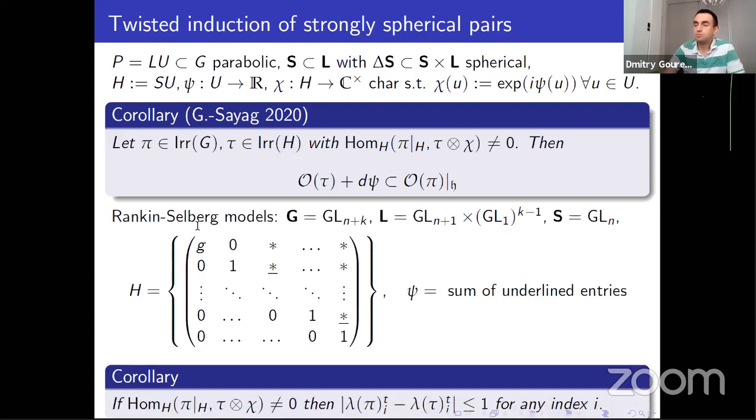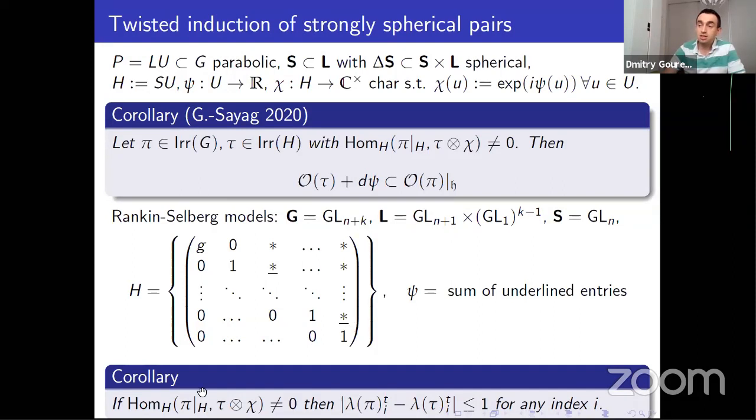Now let's apply it. Let's first apply it to Rankin-Selberg models. We take G to be GL(n+k), where k is at least 1, and L to be GL(n+1) and a bunch of GL_1s. And we take S to be GL_n. So L has this, but when we embed S, we take (g 0 0; 0 1). And the unipotent will be just this, because our L includes the zeros and the 1 also, so the unipotent is just this. And a generic character of this unipotent is given by summing again all the elements just above the diagonal, so summing the underlined entries.